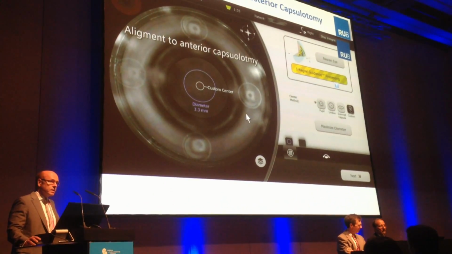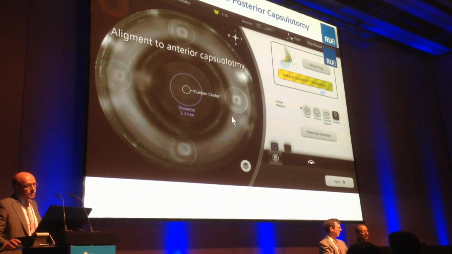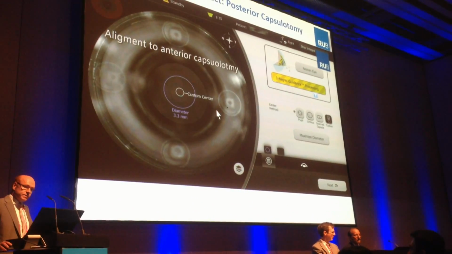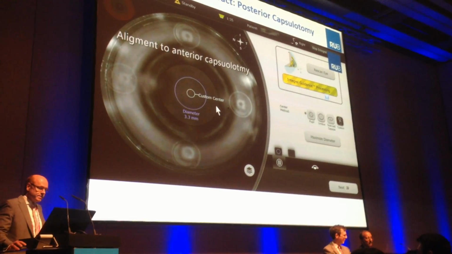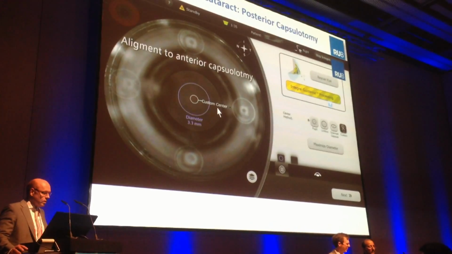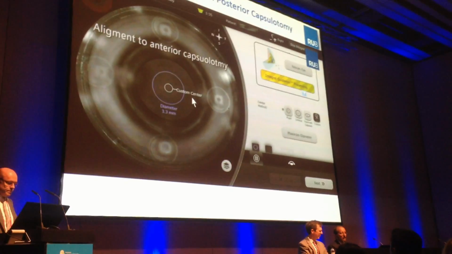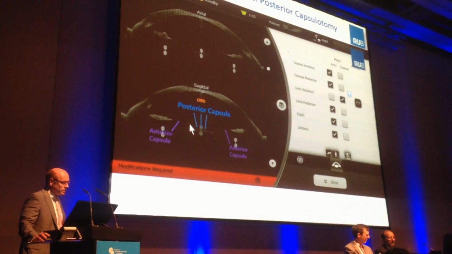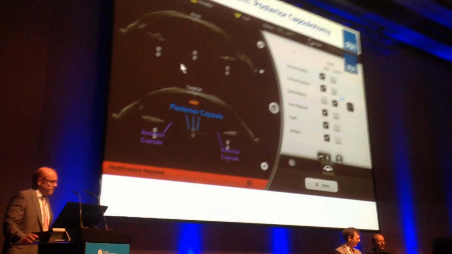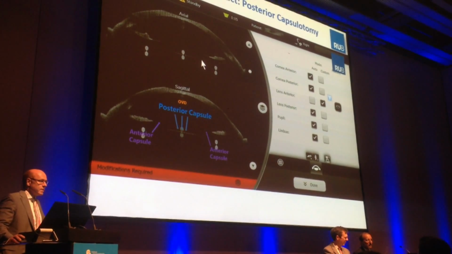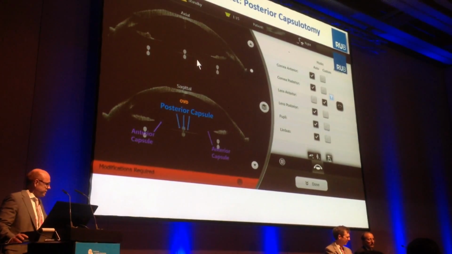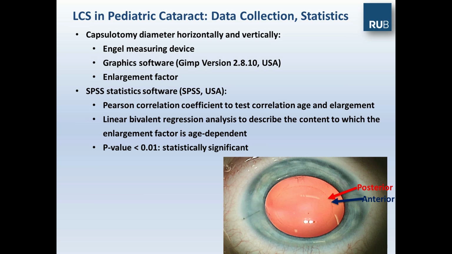The good thing is, if you're performing the posterior capsulotomy, you can align it to the anterior capsulotomy. So it's perfectly aligned not only in size, position and shape, but also anterior to posterior. Here again you see that we are cheating the system, telling it that the posterior capsule is the anterior capsule. But I know that AMO is working on it.